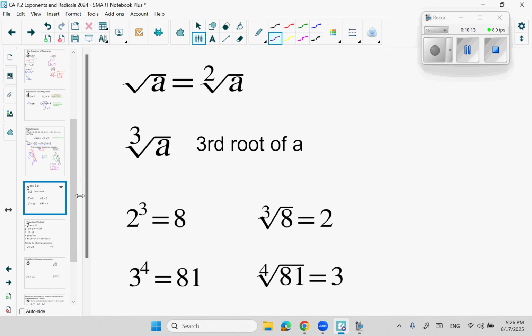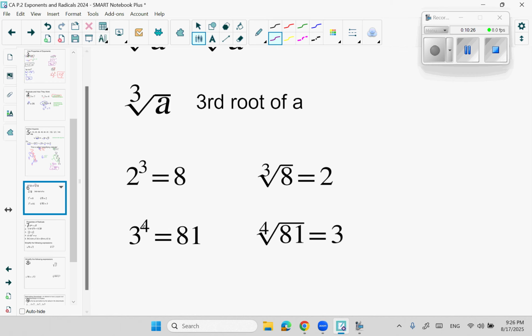Okay. So again, no number. It's implied to be a 2. It's the default setting there. So 2 to the third would be 8, so a cube root of 8 has to be 2. 3 to the power of 4 is 81, so the fourth root of 81 would have to be 3.